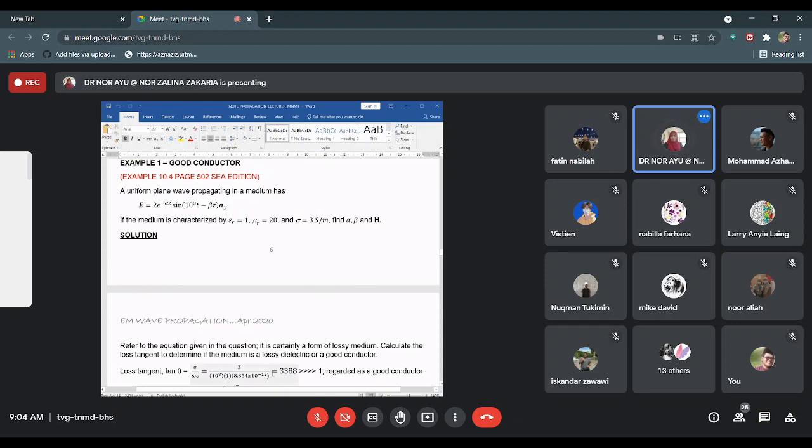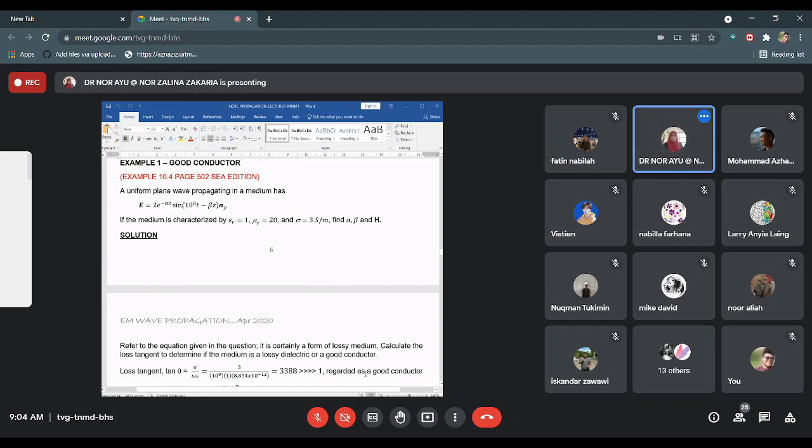So only this equation. Don't find theta or anything else. You just find conductivity over omega epsilon. The value will be 3388. This 3388 is larger than 1. So because of that, this is a good conductor. So the medium used here is a good conductor.